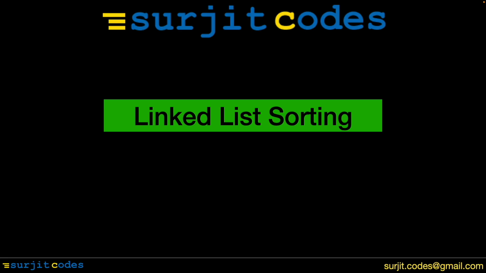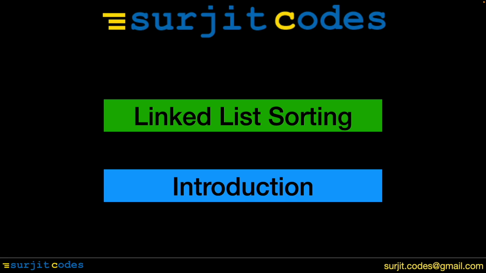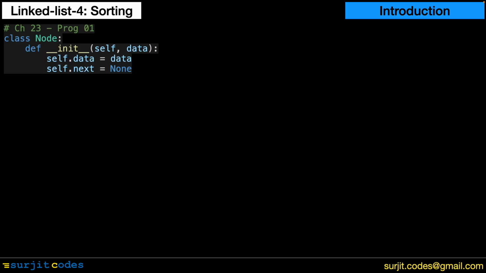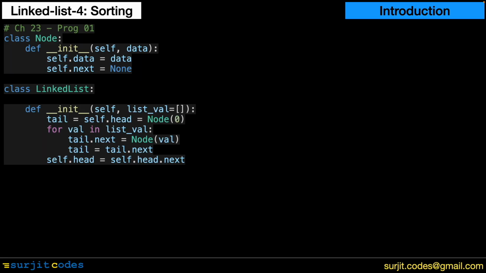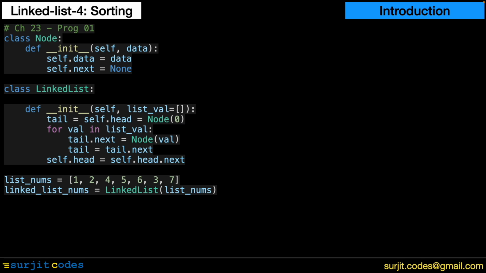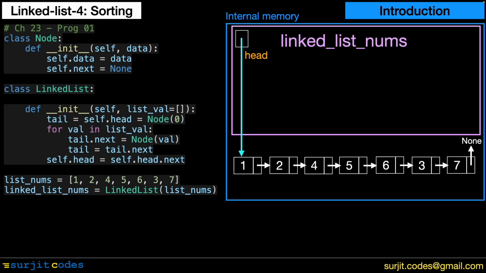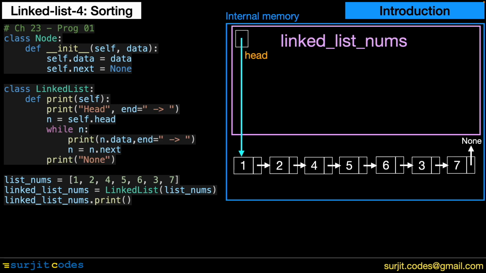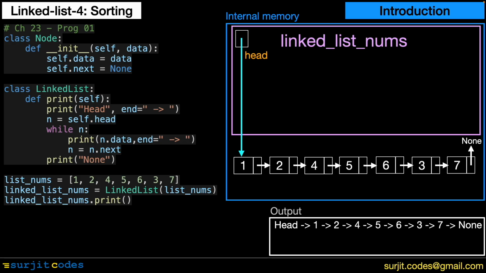We know that swapping of the data attributes of the nodes is slower than swapping of their next attributes. So we will use swapping of the next attributes while sorting a linked list. In a previous video, we used the node class to define a linked list class. We use a list of numbers to create a linked list object. We have already defined its print method to print it. We will now develop modules required for sorting the list.